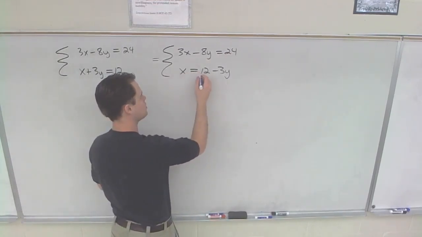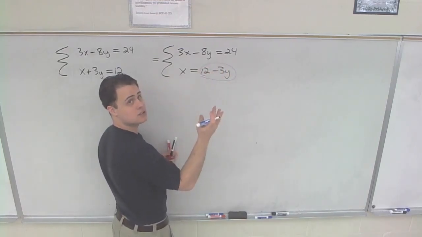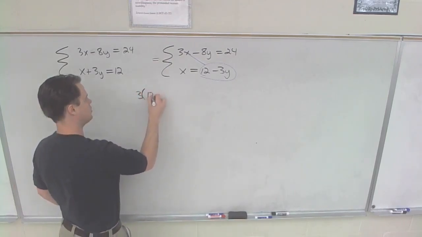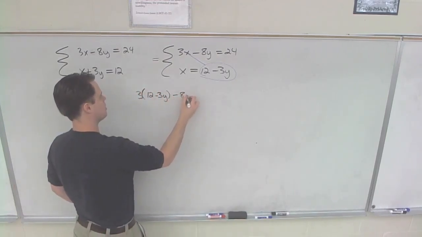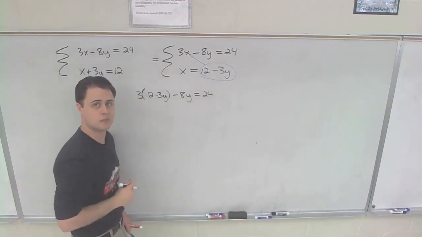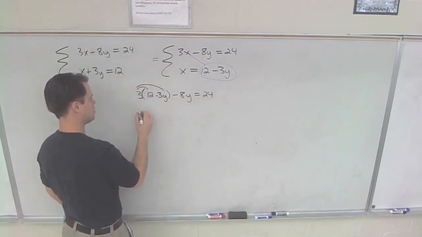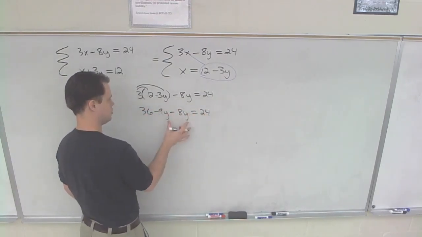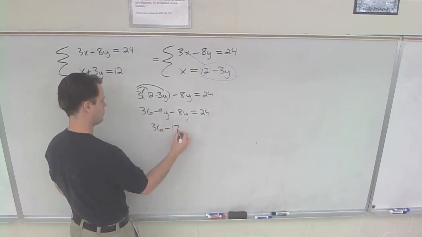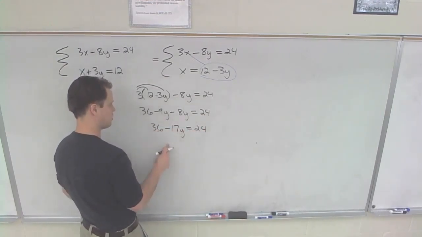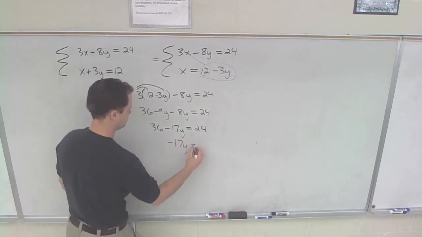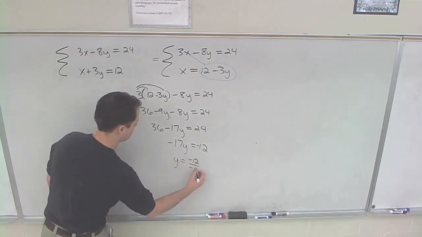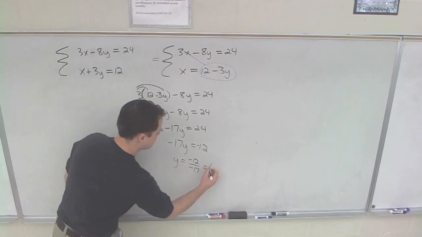I can say x is this stuff over here, so I can take that stuff over there and substitute it in for the other x. Let's see what happens. 3 times (12 minus 3y) minus 8y equals 24. There we go. I'm going to distribute, so I'll get 36 minus 9y. Those are like terms, put them together. Subtract 36 to the other side. And divide by negative 17. Negative over negative is, of course, a positive number.